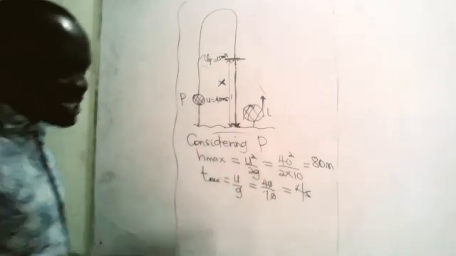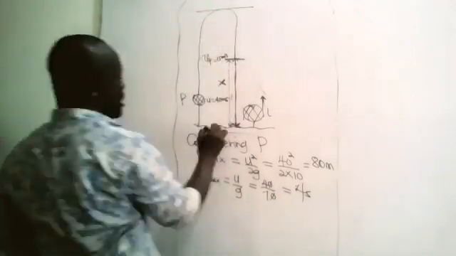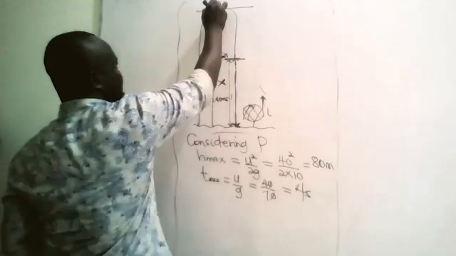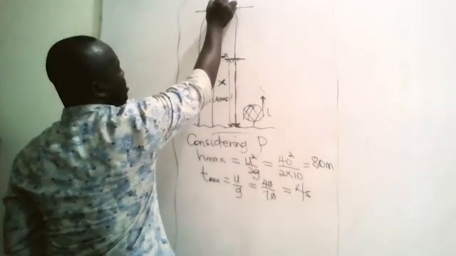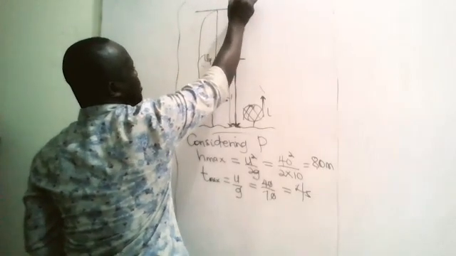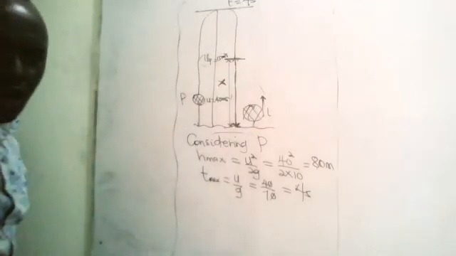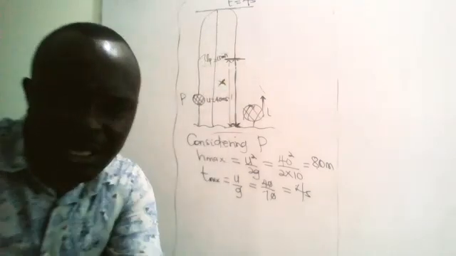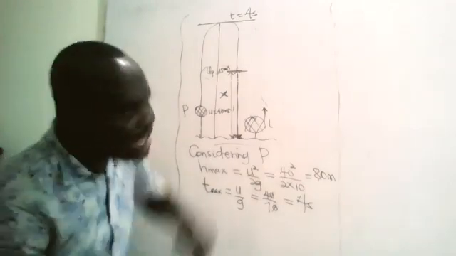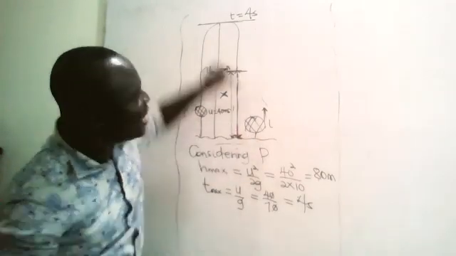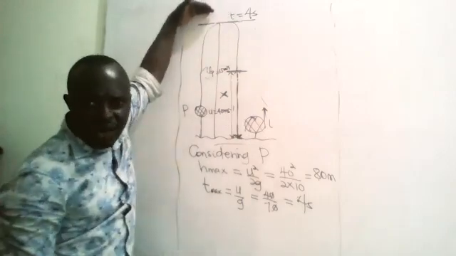What this means is that for P to be thrown and get to the maximum height, it would have to travel this whole distance, which is equal to 80 meters, and the time taken to reach the maximum height would be equal to 4 seconds. So after 4 seconds, Q is thrown, meaning that at the point where Q is thrown, P is already here. Class, are we okay?